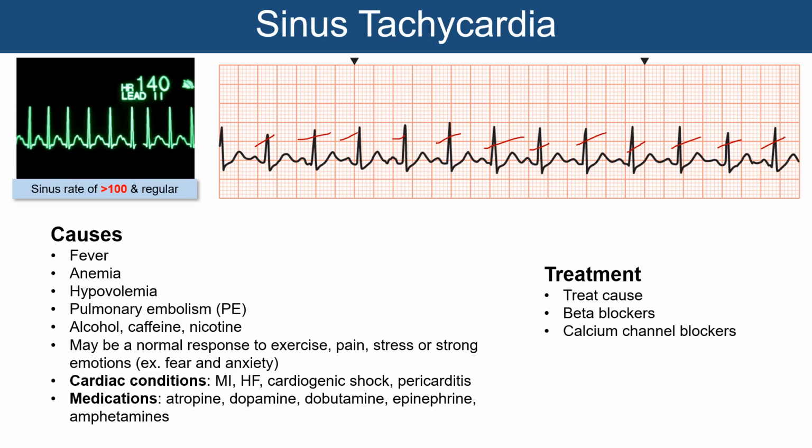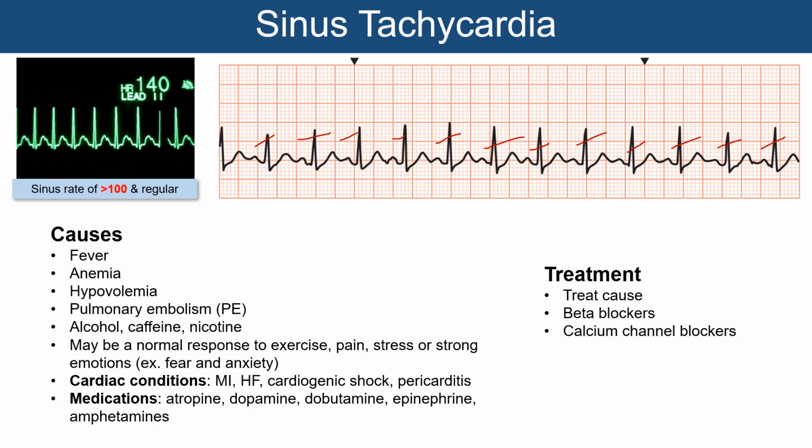Hypovolemia, same idea. You don't have a lot of fluid volume, not a lot of blood volume circulating. Heart is going to compensate. Pulmonary embolism, we're going to talk about that later. Caffeine, nicotine, and other stimulants, and even alcohol can raise your heart rate. And then tachycardia can be a response of normal physiological activities. So you're exercising, you're going to have your heart rate raised because your body wants to increase that cardiac output.